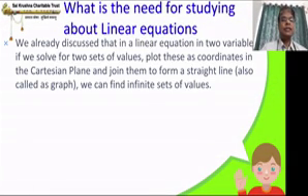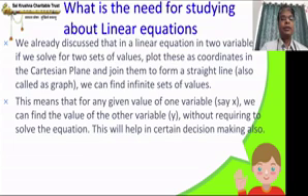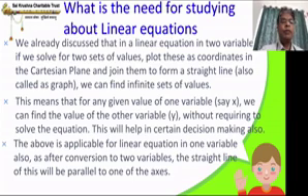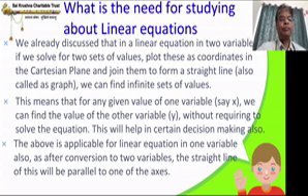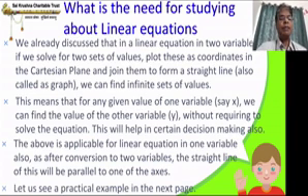We already discussed that in linear equations in two variables, if we solve for two sets of values, plot these as coordinates in the Cartesian plane and join them to form a straight line, we can find infinite sets of values. This means that for any given value of one variable, we can find the value of the other variable without requiring to solve the equation. This will help in certain decision making also. The above is applicable for linear equation in one variable also, like we can put the other variable as a multiplication factor of 0 and find it. So in the next page, we are going to see a practical example.